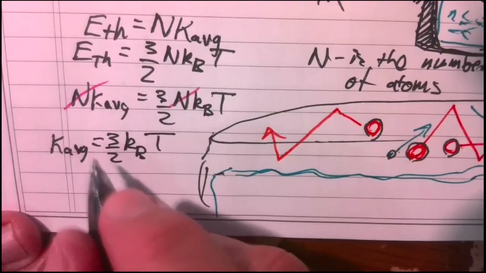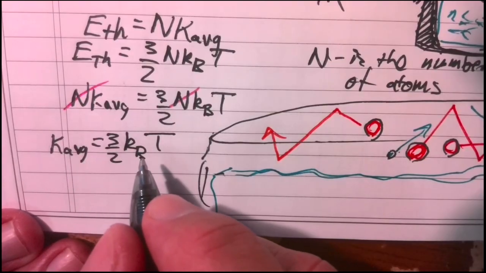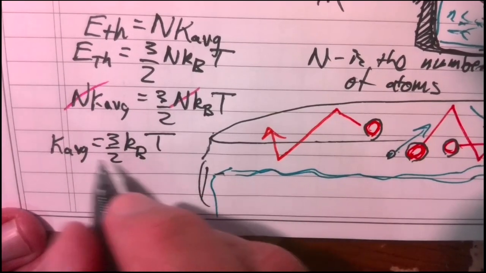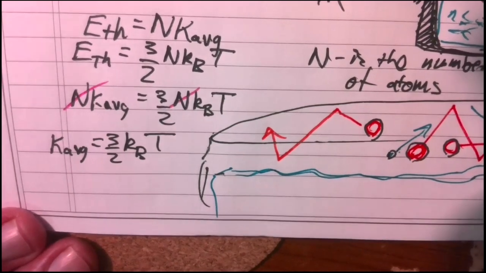So the kinetic energy is equal to 3/2 times k_B times T. Now, where did they get this equation?